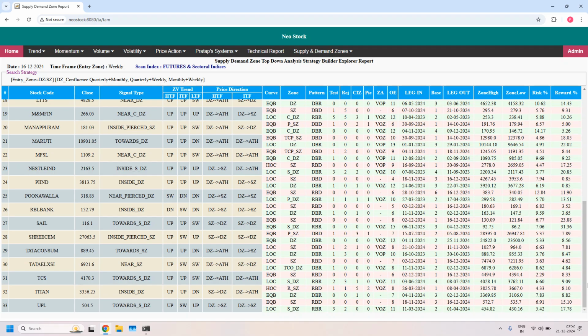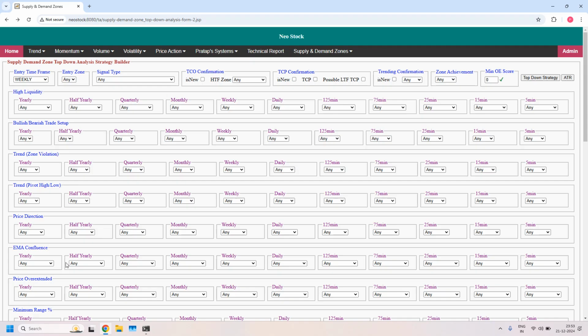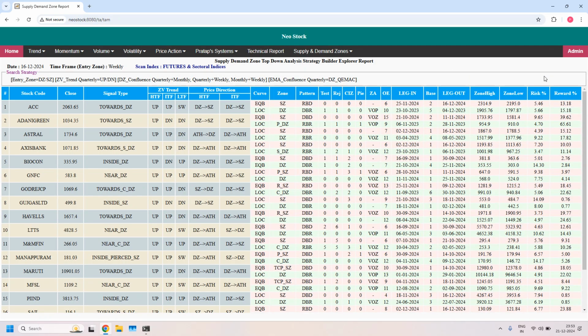So total 33 stocks are filtered. We can further filter out of these 33 how many are having a HTF EMA confluence, quarterly EMA confluence. In the EMA confluence at quarterly time frame, quarterly demand zone having quarterly EMA confluence, and the quarterly trend should not be sideways. So selecting up or down trend.